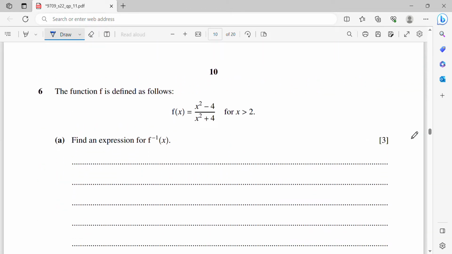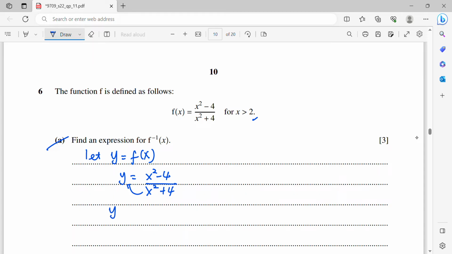Okay, now number 6. The function f is defined as follows. f(x) is x squared minus 4 over x squared plus 4 for x greater than 2. Find the expression for f inverse. So for f inverse, we will let y equals f(x). So now I will write y equals x squared minus 4 divided by x squared plus 4. And now you get the x as a subject. So move the x squared plus 4 to the left hand side.